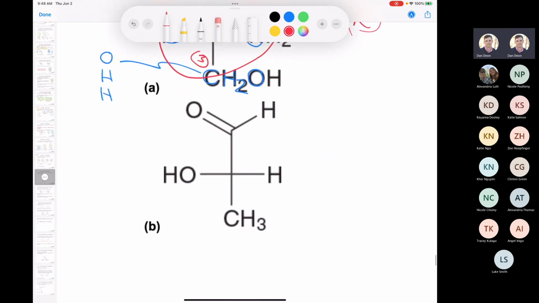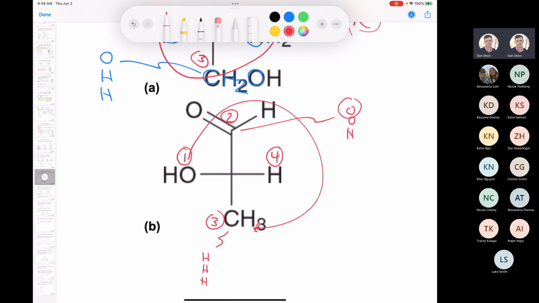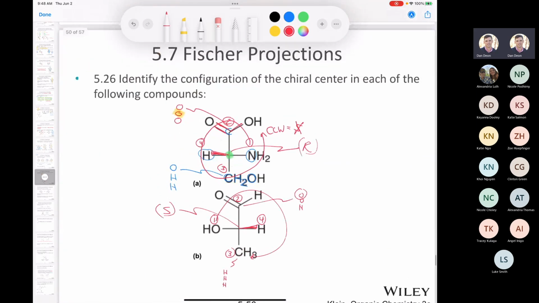Let's take a look at this one on the bottom. I'm going to go a little faster this time. We have the hydroxyl. This oxygen is going to be number 1. The hydrogen is number 4. This carbon is attached to 3 hydrogen atoms. And this carbon is attached to 2 oxygens and a hydrogen. Here's our tiebreaker, 1, 2, and 3. So we go 1, 2, 3. We're going clockwise. Remember, the hydrogen is coming out towards you, so you reverse that. So it's not R, but this stereocenter is S. And there you have it. Fischer projections and assigning stereochemical configurations at chiral centers in a Fischer projection.